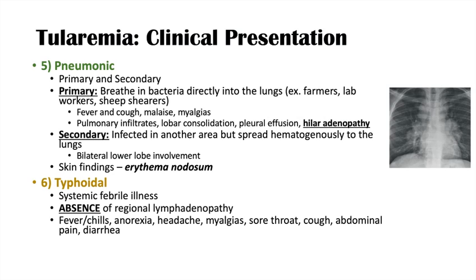We can see fever and chills with typhoidal tularemia, anorexia, so they have very low appetite, headaches, myalgia, so again, sore muscles, sore throat, cough, and abdominal pain and diarrhea. So these are the key symptoms you want to think about here. Abdominal pain and diarrhea. So these are very different than the other clinical presentations. And oftentimes they can have very diffuse abdominal tenderness.